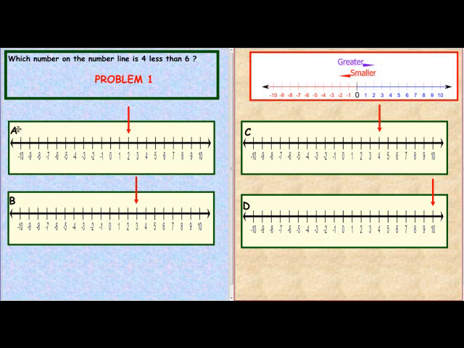If you said the answer to the first problem was the letter A, you are correct. 6 minus 4 is 2. So, if you would, please have another student come up to the video, and while they're coming up here, if you would erase the answer and then pause the video. Thank you.